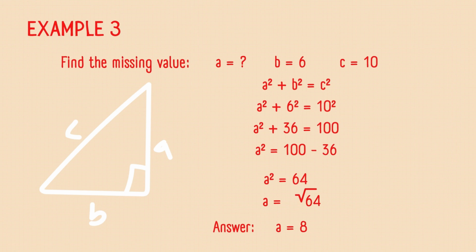6 squared is 36 and 10 squared is 100. So a squared plus 36 is equal to 100. My a squared will be 100 minus 36, and a squared will be equal to 64. So to get the value of a, I'll simply find the square root of 64, which is 8. So my a will be equal to 8.